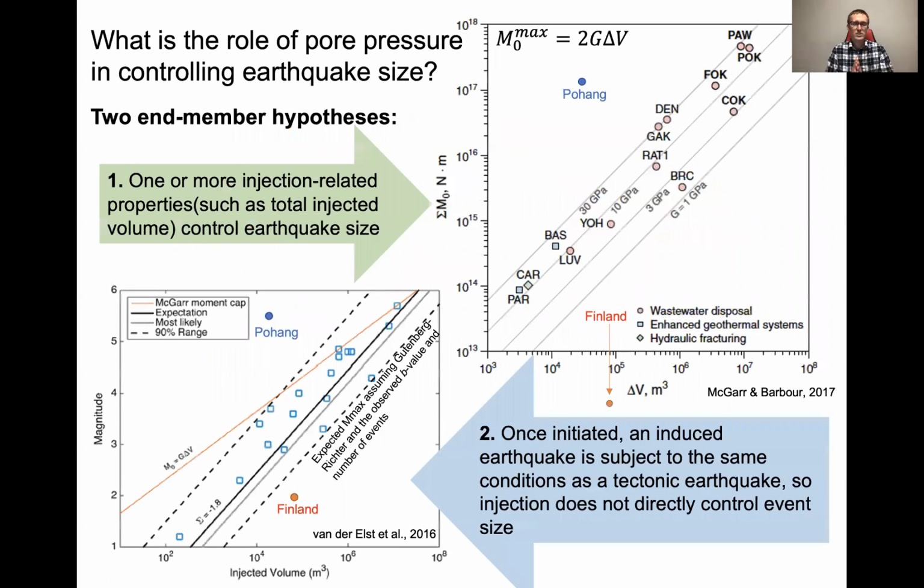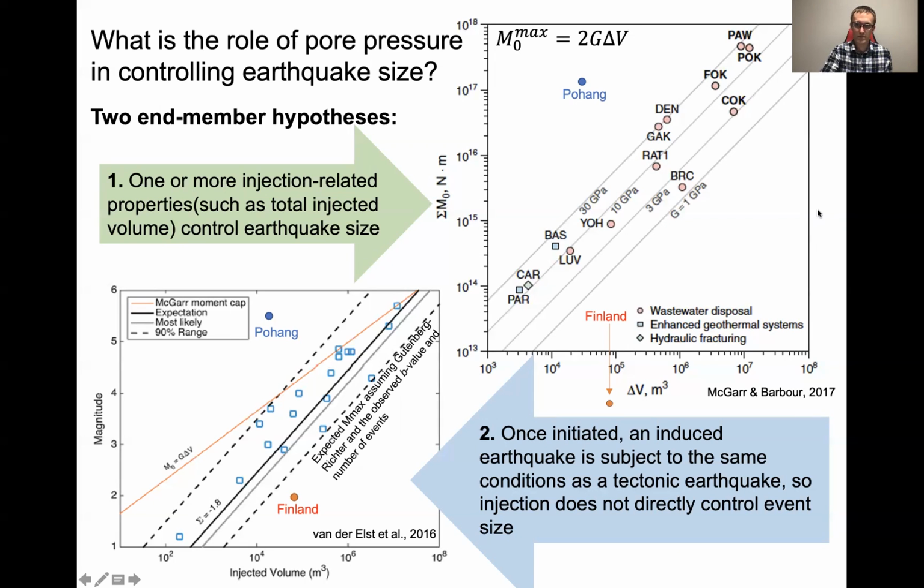So the hypotheses that we're considering, or really two end-member hypotheses, have been proposed by previous studies. The first one is related to work by Maurer and Barber, as well as others that have worked on this problem. This hypothesis says that something about fluid injection controls the size of induced earthquakes that you get. So whether that's the injected volume, as in this case, related to the maximum magnitude, or the spatial extent of pore pressure, either way, something about the fluid that you're injecting is limiting the size of ruptures.